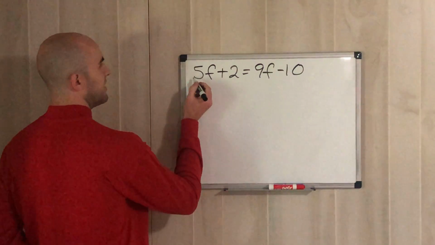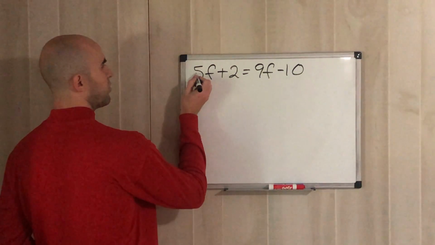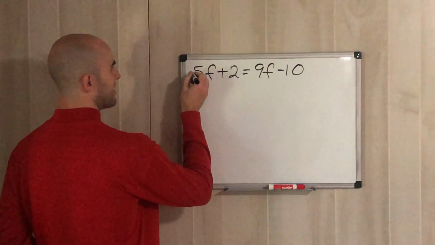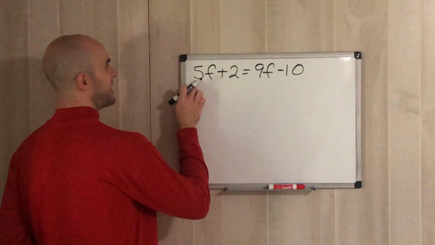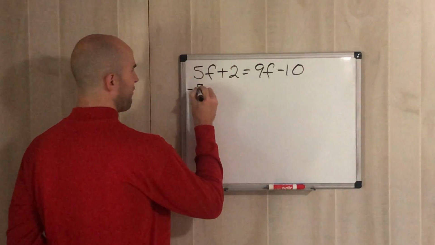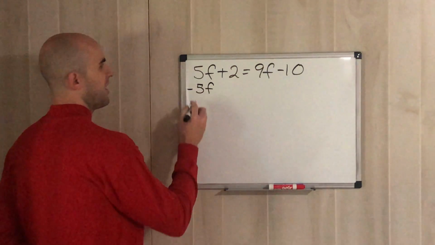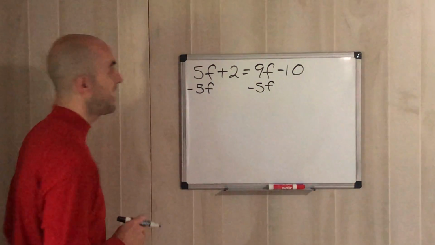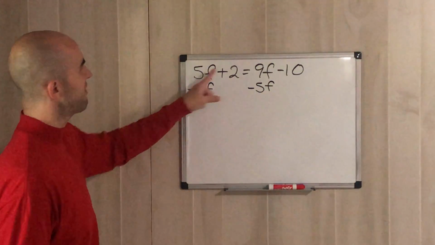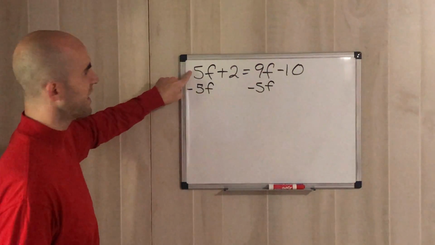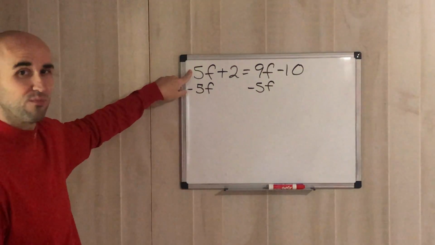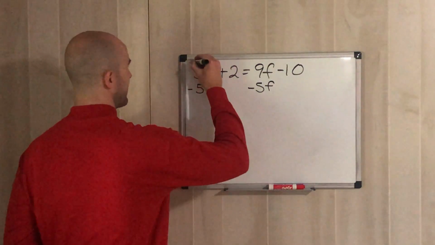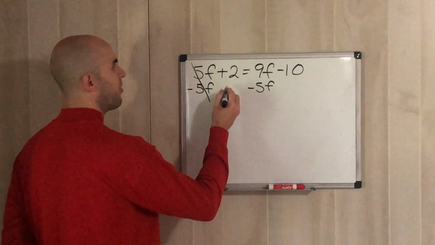And now again, since that's the smallest, we see that the 5 is positive, right? Because there's nothing in front of it. Opposite of a positive is a negative, so we're going to do minus 5f. We're also going to subtract it from here because those are the two with the variables. And all I did, again, we have a 5f, we have a 9f. You always want to get rid of the smallest variable because it will always make your life a lot easier. Cancel that out, right?